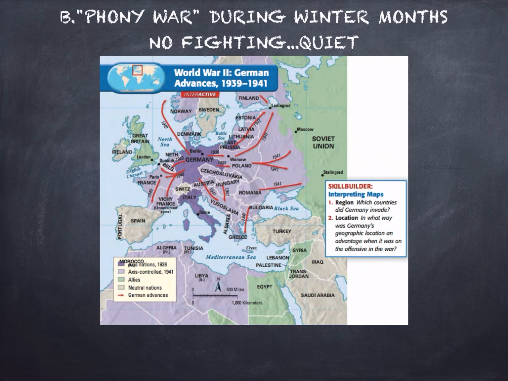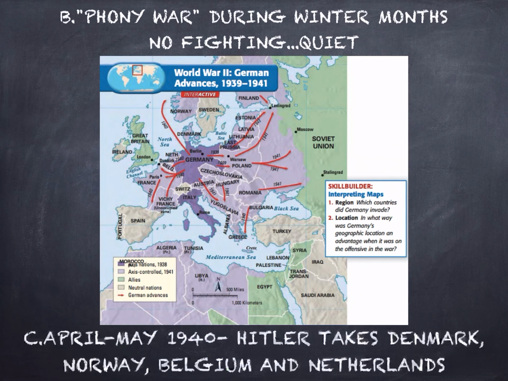Well, when the winter of 1939 and 1940 subsided, Hitler's going to go back to work. And by April to May of 1940, look at the territories that Hitler will take in 1 month. Not one country in 1 month. 4 countries fall to the Axis powers and to Germany by May of 1940. So on the map, you can see right along the border, you can see Denmark, you can see the Netherlands, you can see Belgium, and then you can see Norway to the north, okay?